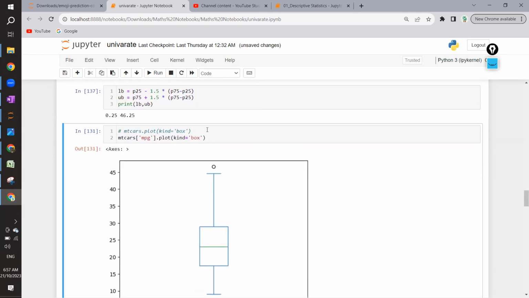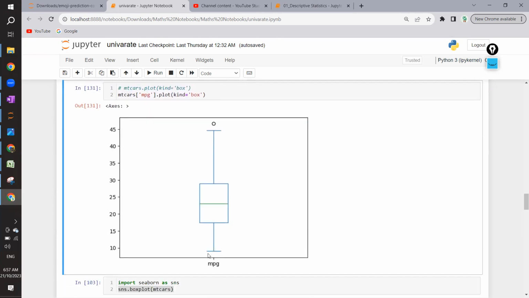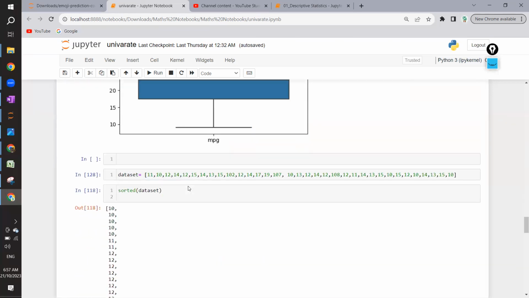Lower bound is 0.25 and upper bound is 46.25. Okay. So it should actually plot 0.25 over here. So what is this value? It is ranging from 9, right? So what mistake did we do? Let me just check.